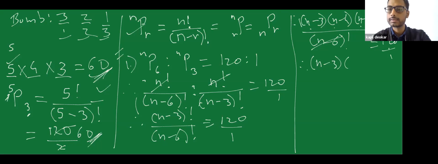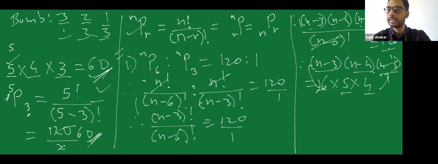Therefore, I'll write n minus 3, n minus 4, n minus 5 is equal to 120. 120 means 6 into 5 into 4. So n minus 3 is equal to 6, n minus 4 is equal to 5, n minus 5 is equal to 4. The multiplication of 3 consecutive terms is equal to the multiplication of 3 consecutive terms. So the big term should be equal, the small term should be equal, and the middle term should be equal. Therefore, I can say n minus 3 is equal to 6, which means n is equal to 9.